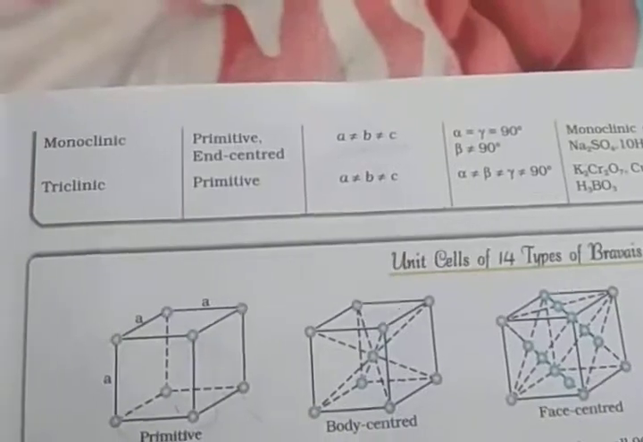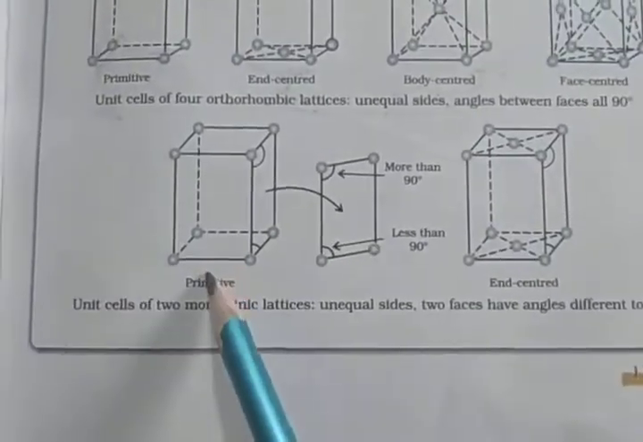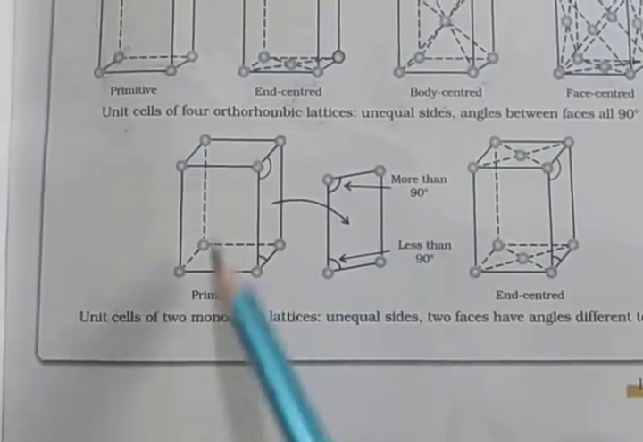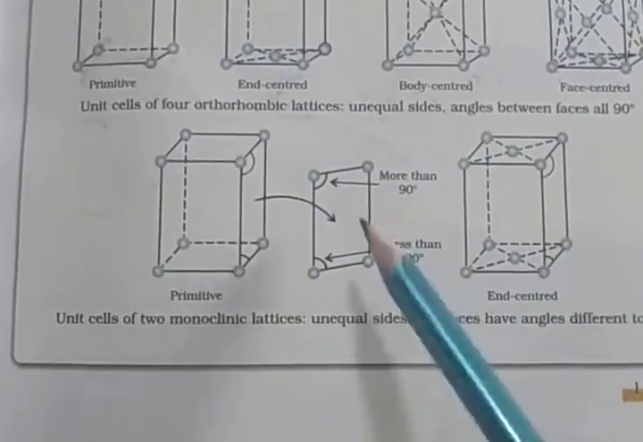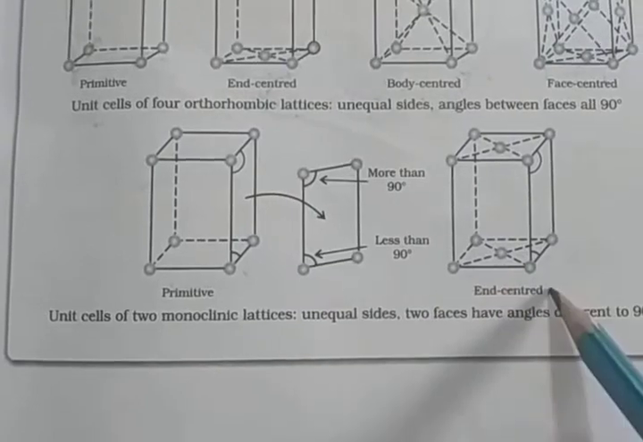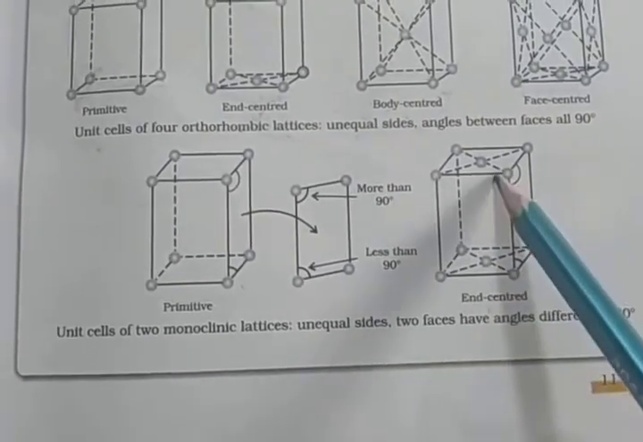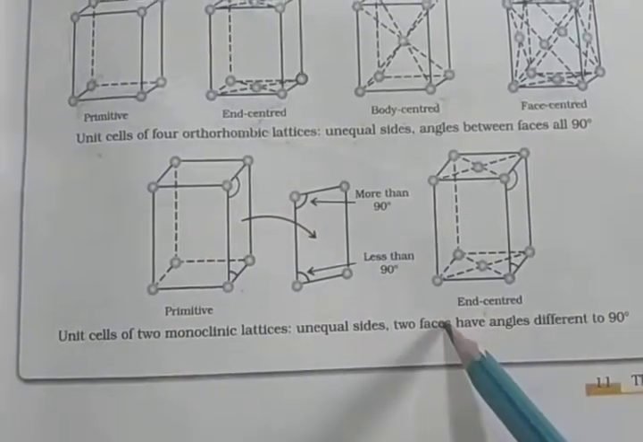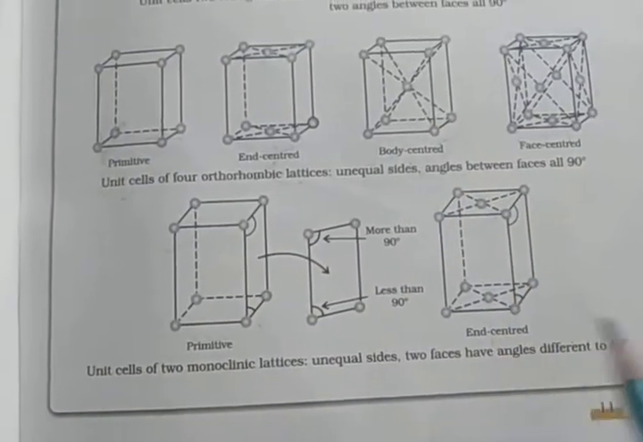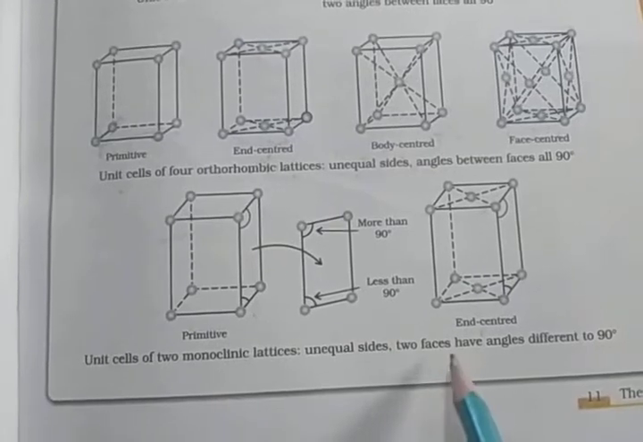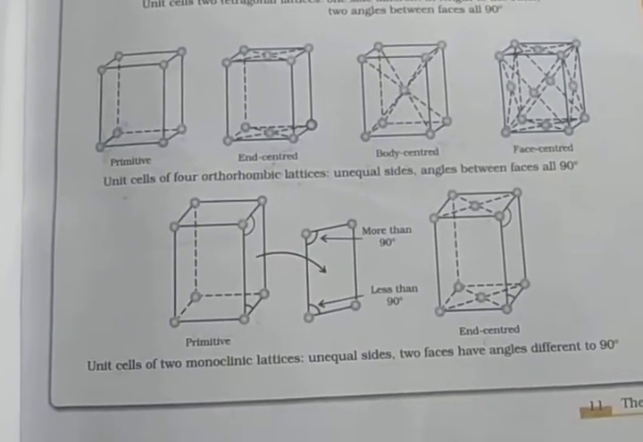So we have to see monoclinic. See, this is the primitive type. And then end-centered: on two opposite faces, constituent particles are present. So primitive and end-centered. Two faces have angles different from 90 degrees.